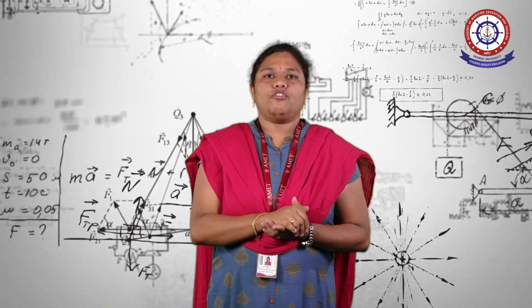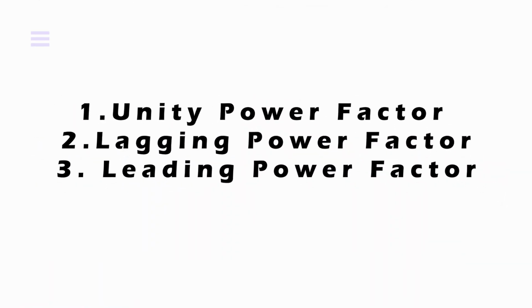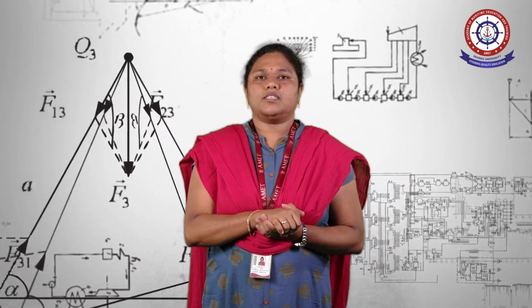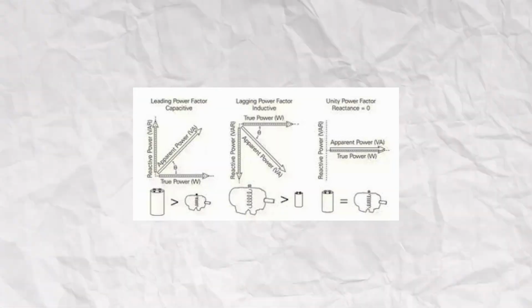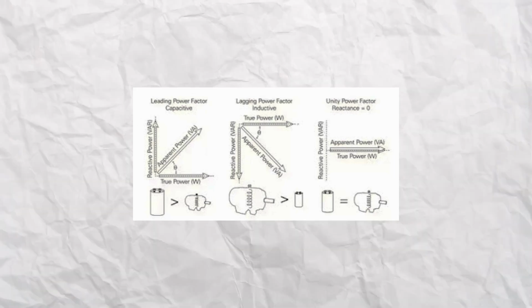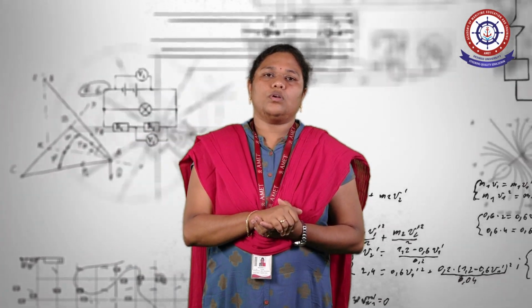Similarly, the power factor. Power factor is the ratio of resistance to impedance, or we can also define it as the real power divided by the apparent power. And finally, we have three different types of power factor: the unity power factor, the lagging power factor, and the leading power factor. In unity power factor, the voltage and current are in the same phase. For lagging power factor, the current lags the voltage by 90 degrees, and for leading power factor, the current leads the voltage by 90 degrees.